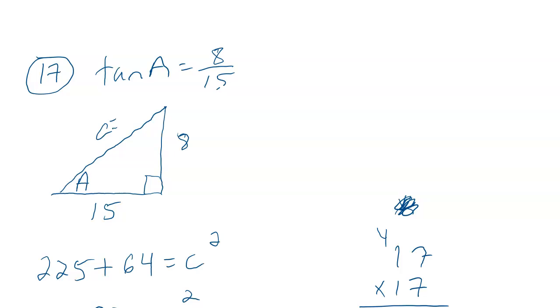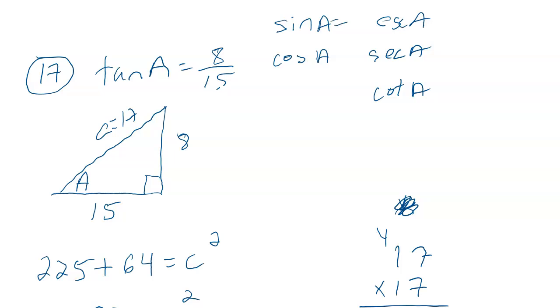So C equals 17. So then we answer other values. We're going to find sine of A, cosine of A, tangent we already have, cosecant of A, secant of A, and cotangent of A. So sine is opposite over hypotenuse. So 8/17.